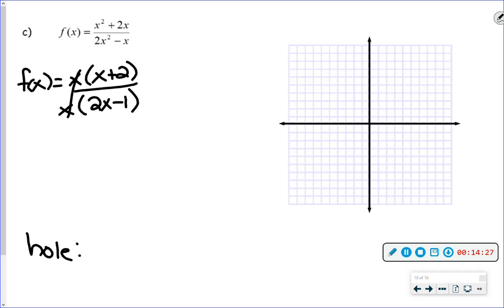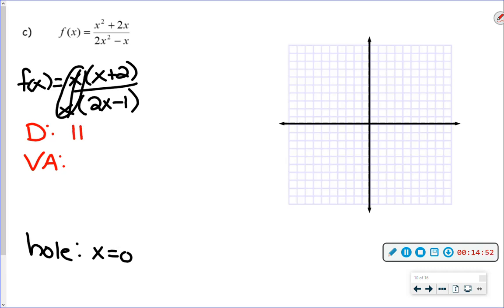To find my hole, I'm going to set the common factor, which was x, to 0. And we'll work on that. I'll get into it eventually. But let's do, like we've done on the others, domain, vertical asymptotes, and then I'll do the horizontal. Now, always easier to work off the simplified version. So I'm going to work off this guy here.